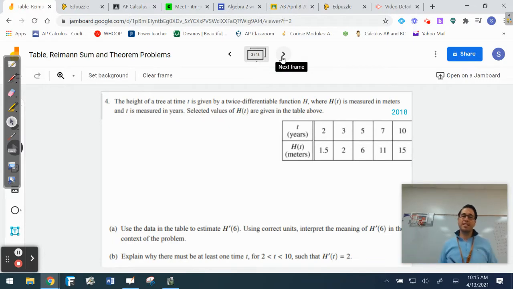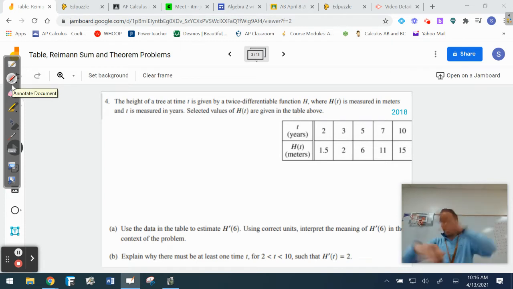But here we go. Here's an example of a table. Height of a tree. And they tell us that it's twice differentiable. And every year everybody says, why are they telling me it's twice differentiable? Well, if it's differentiable, that means it is continuous, right? We want to pay attention to those things as we do some of these problems, okay? But they give me a table.